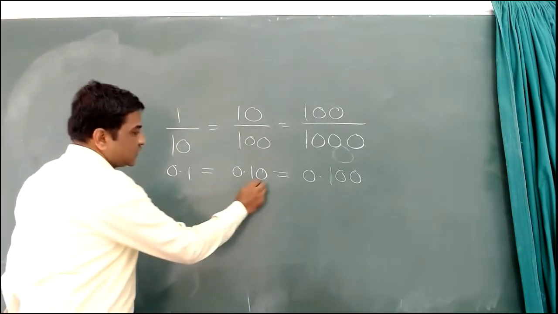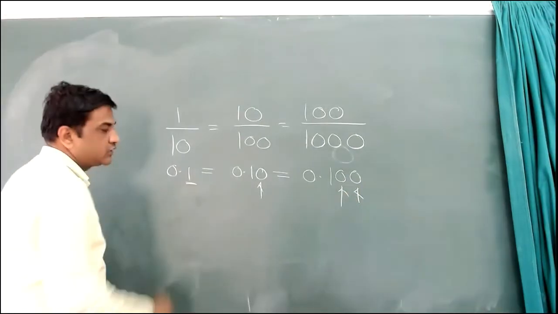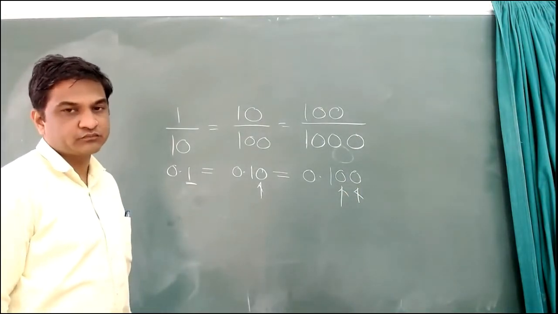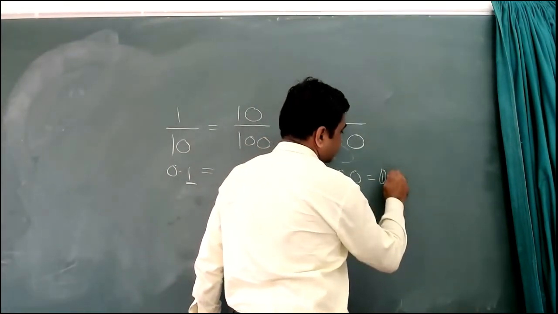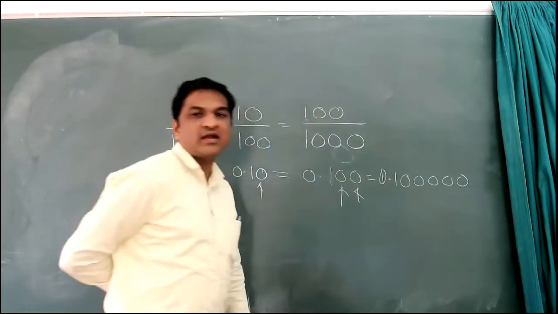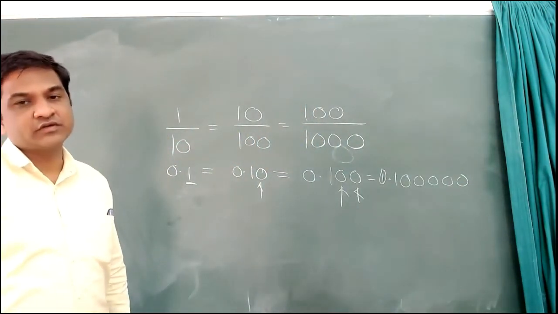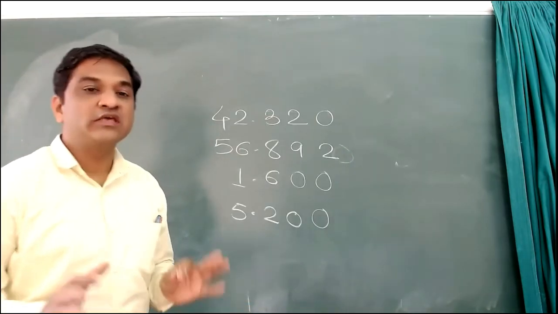And yes, you can see that if I add zeros after the decimal portion of a number, it will not change the value. For example, if I write this like 1.0100000, I can add any number of zeros after the decimal portion of the number. So this is about equivalent decimals.